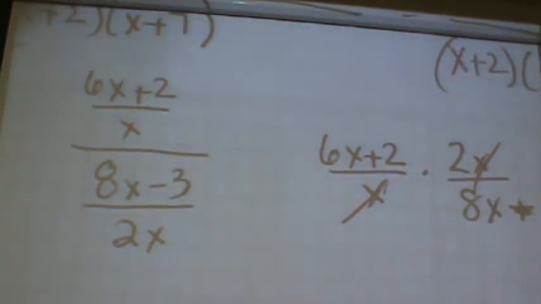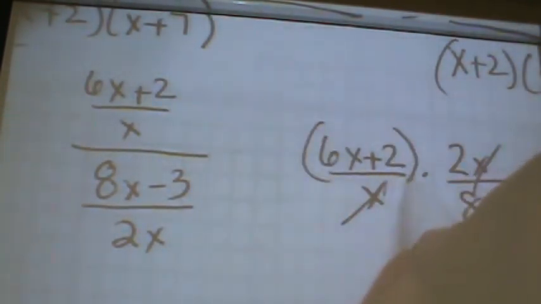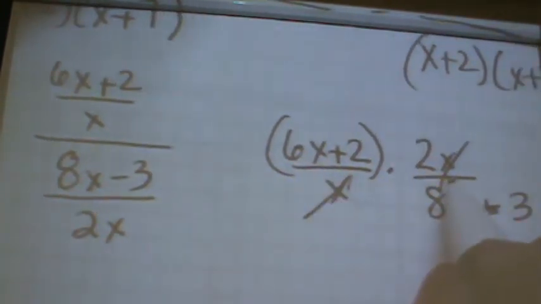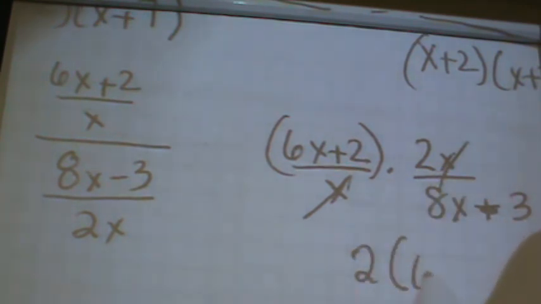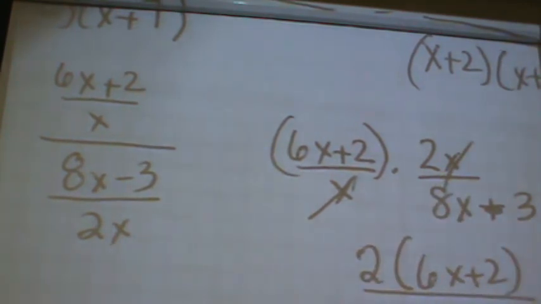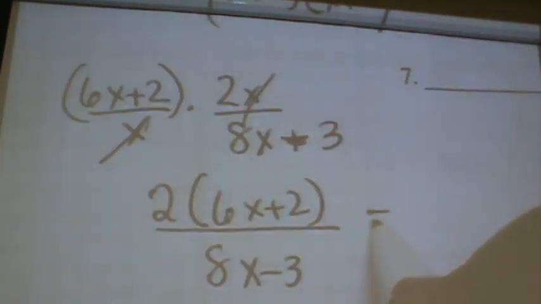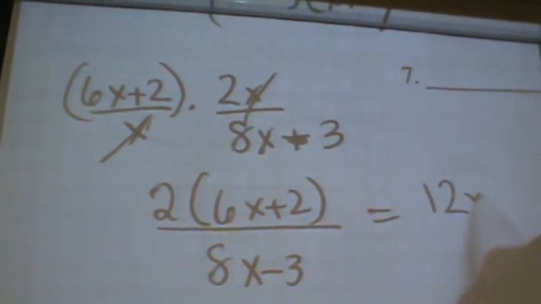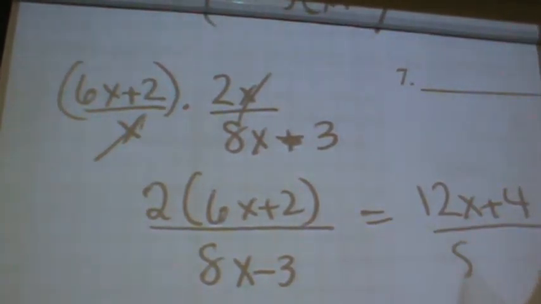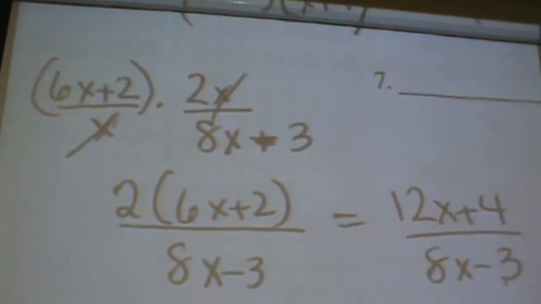And that's really all you can do. I could take a 2 out of here, but it's not going to do me any good. So it's 2 times 6x plus 2 over 8x minus 3. Now, how can you write this differently? You can write 12x plus 4 over 8x minus 3. That's another version of the answer.